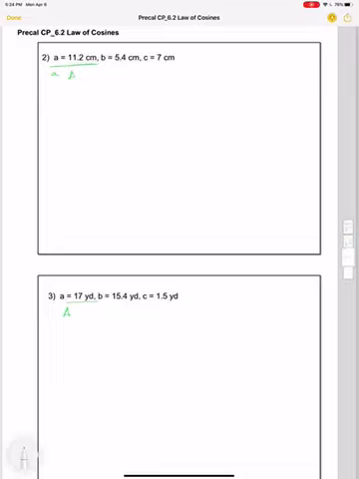All right, so go ahead and practice those, and we'll check our answers together when you come back to the Zoom room.